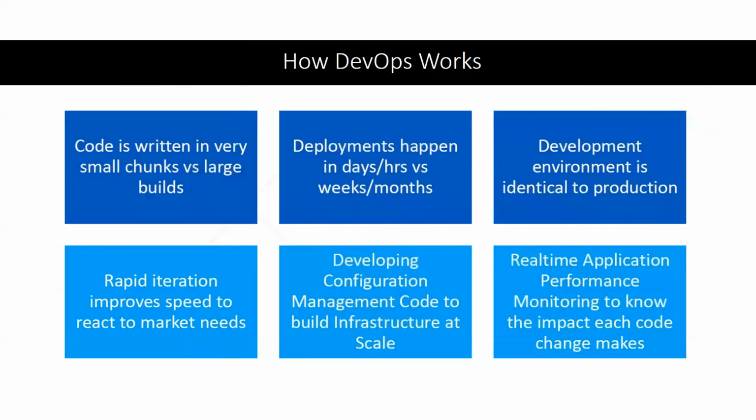Real-time application performance monitoring to know the impact of each change we make. So application monitoring is one of the features where we see how the application is performing. So we can get the feedback from operations, and the developers and other teams can work together.